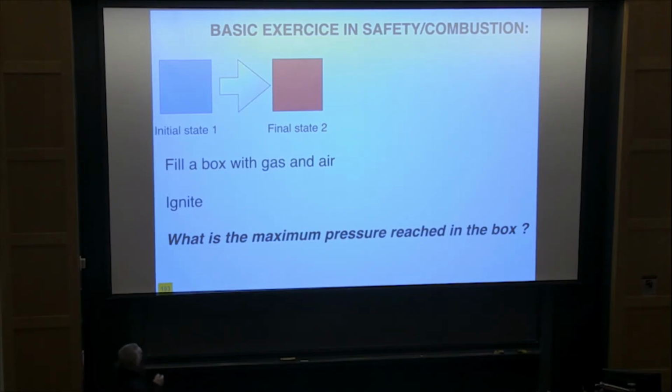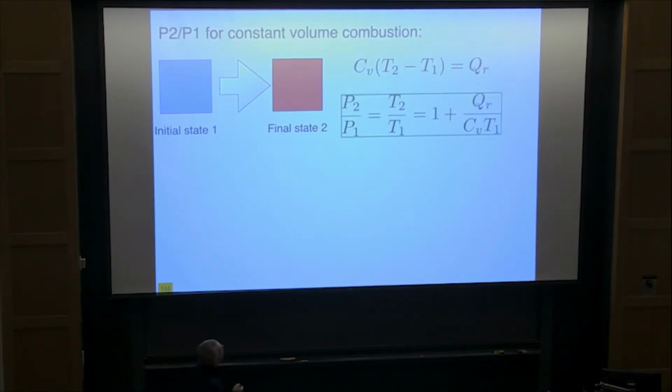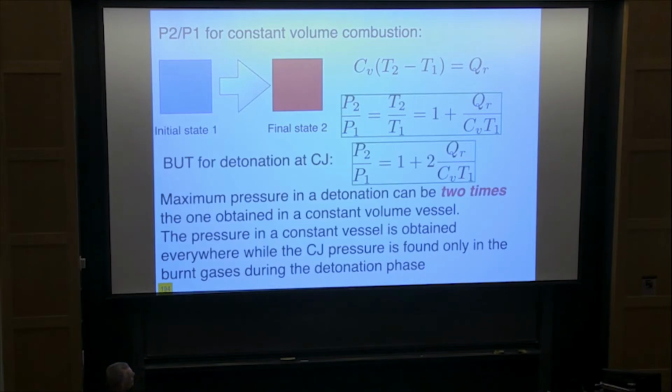So, simple problem, you have an initial state in your box. What is the final pressure, the maximum pressure that could be reached? Well, if you didn't take a course on detonation, you're going to say, well, it's easy, the temperature increase is given by this, so the pressure increase is given by that. Okay? But if you had a course on detonation, you know that if you have a detonation propagating in this box, the maximum pressure will actually be 2 times that. It will not be homogeneous, of course. You cannot go to 2 times everywhere. There will be points where there will be 2 times the pressure.